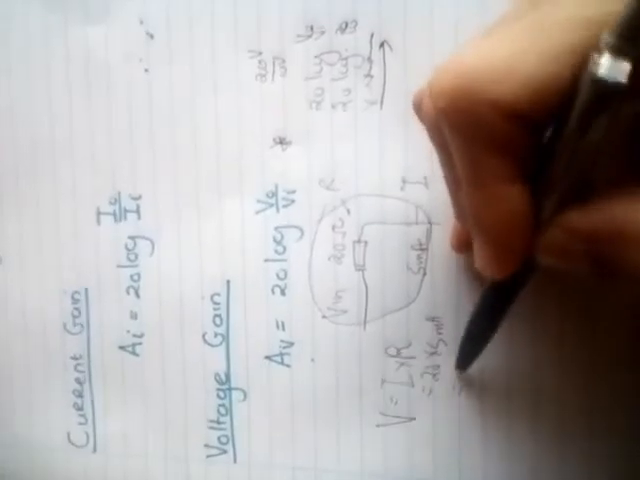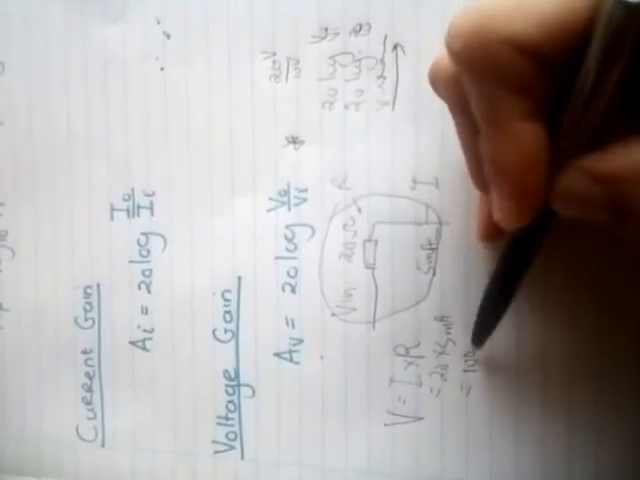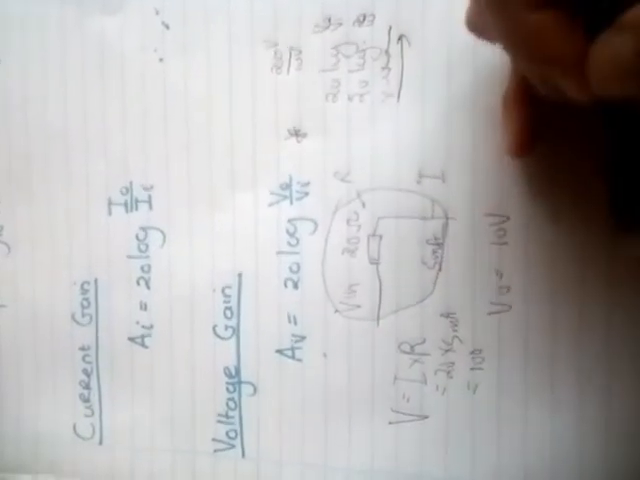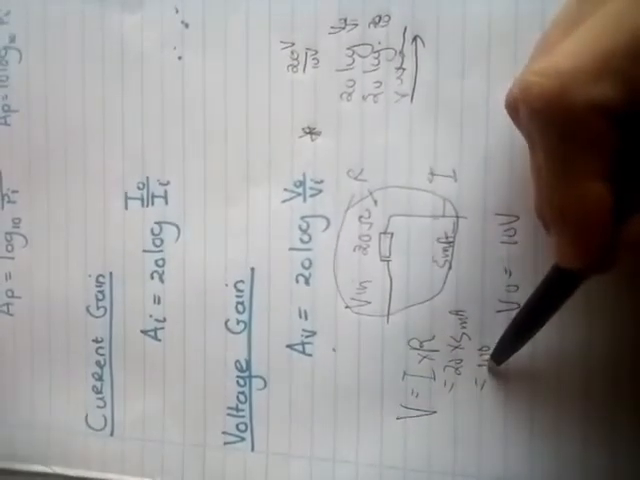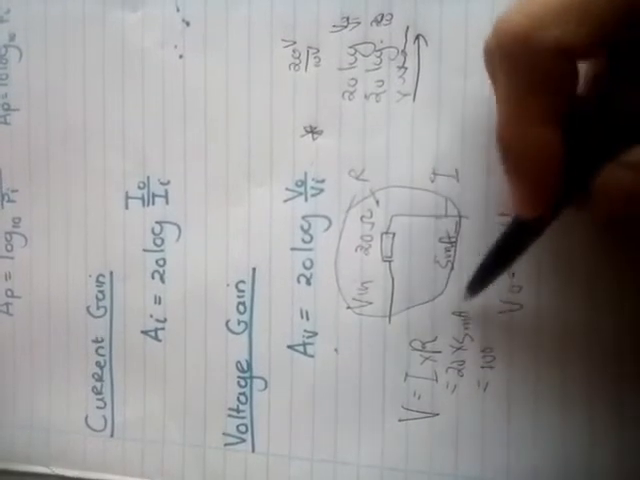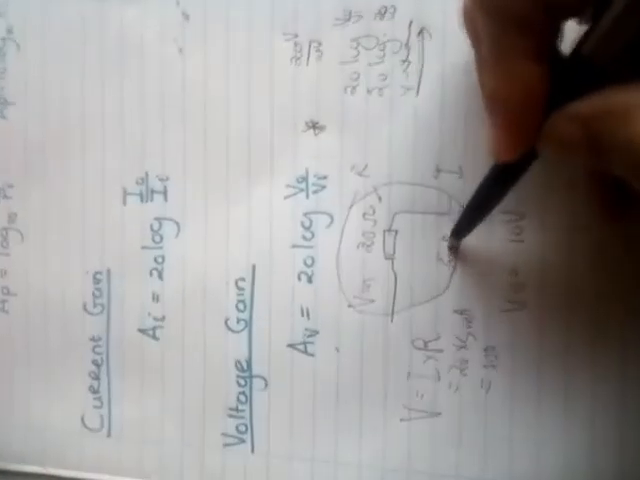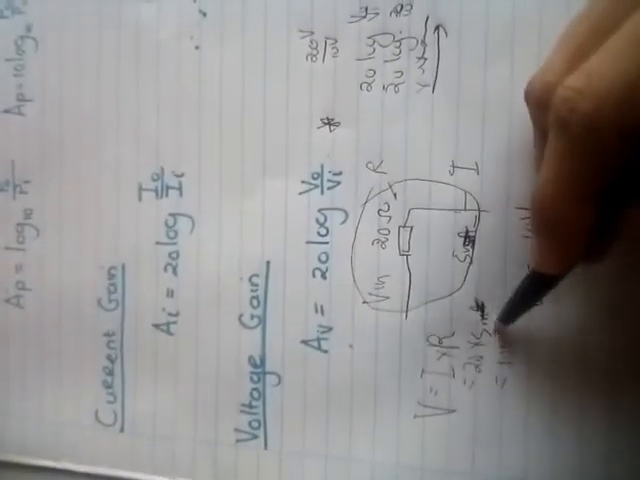Then I get 20 times 5 is 100. Wait, 20 times 5, 20 times 5 amps, 100 volts. So V in is 100.